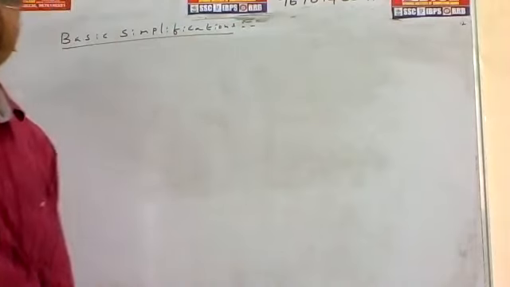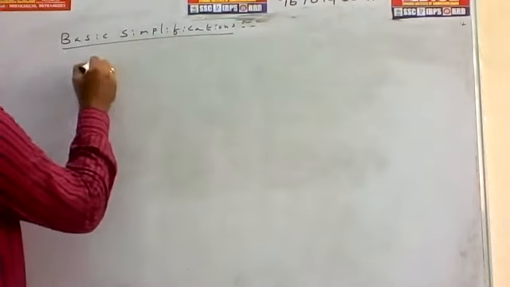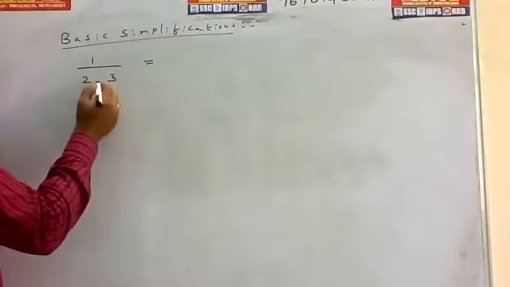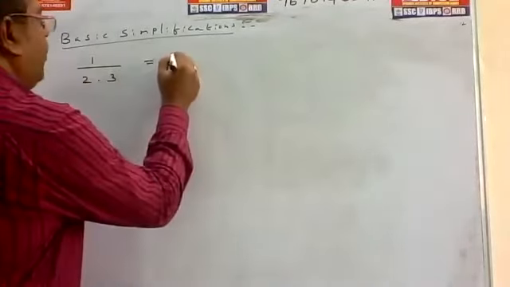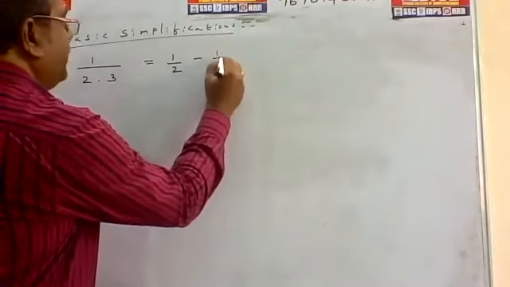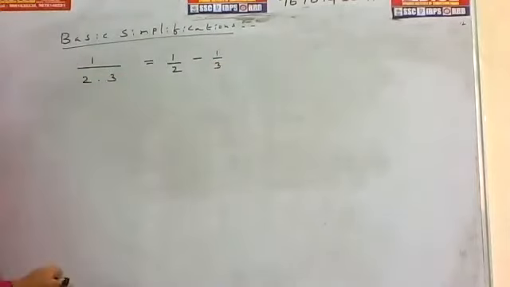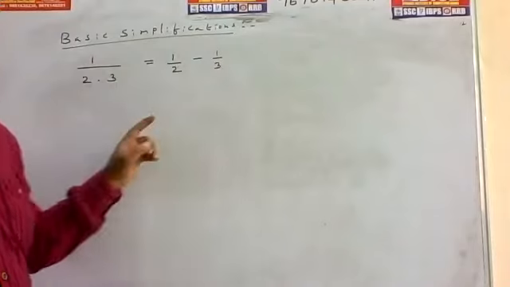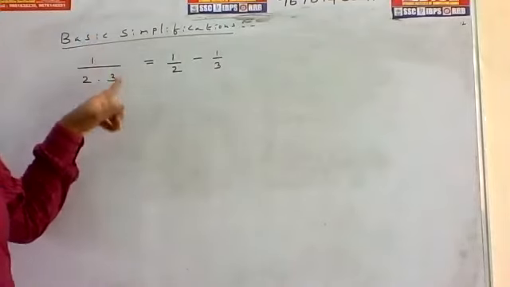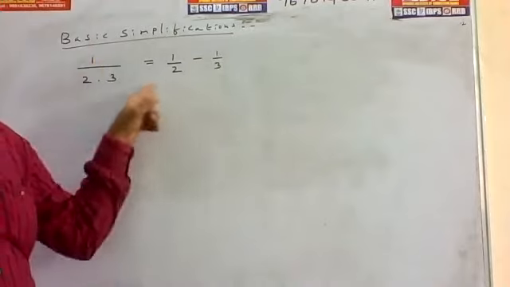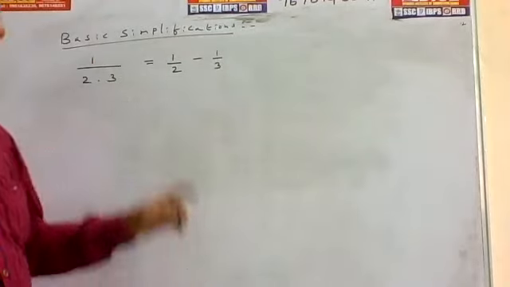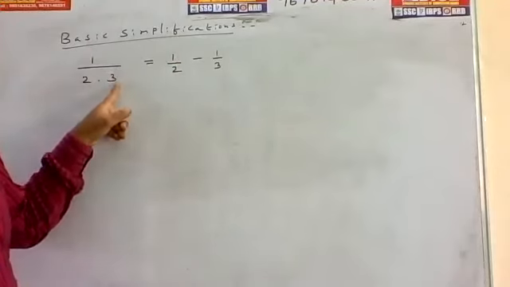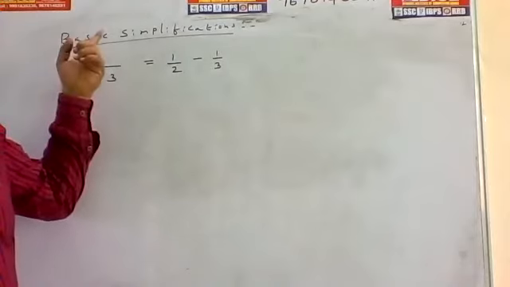Now see here, this 1 by 2 into 3 is also equal to 1 by 2 minus 1 by 3. Here the difference 3 minus 2 is 1. If the denominator difference 3 minus 2 is 1 in the numerator, you can write it like this: 1 by 2 into 3 is equal to 1 by 2 minus 1 by 3.